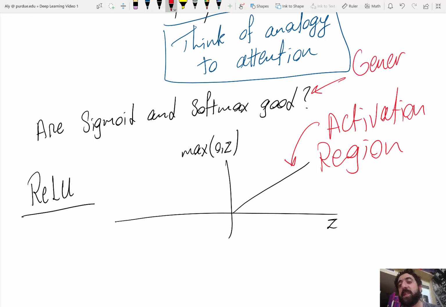But as we will see, softmax can be useful in training recurrent neural networks, and we will discuss that later.